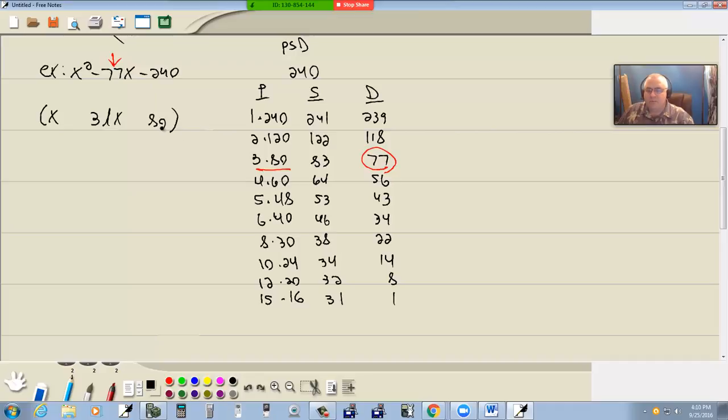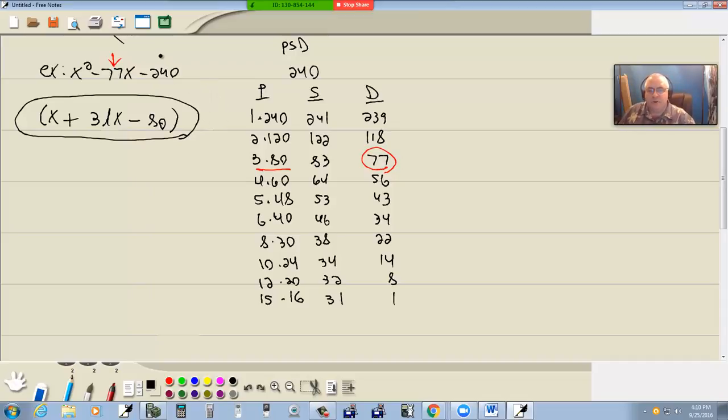Now our larger number in the P column that we're using, which is 80, will always be the same sign as the middle term. Middle term is negative, so this is negative. The number I circled is in the difference column. It means one will be positive, one will be negative. Since this one is negative, this one has to be positive. And that'd be our answer.